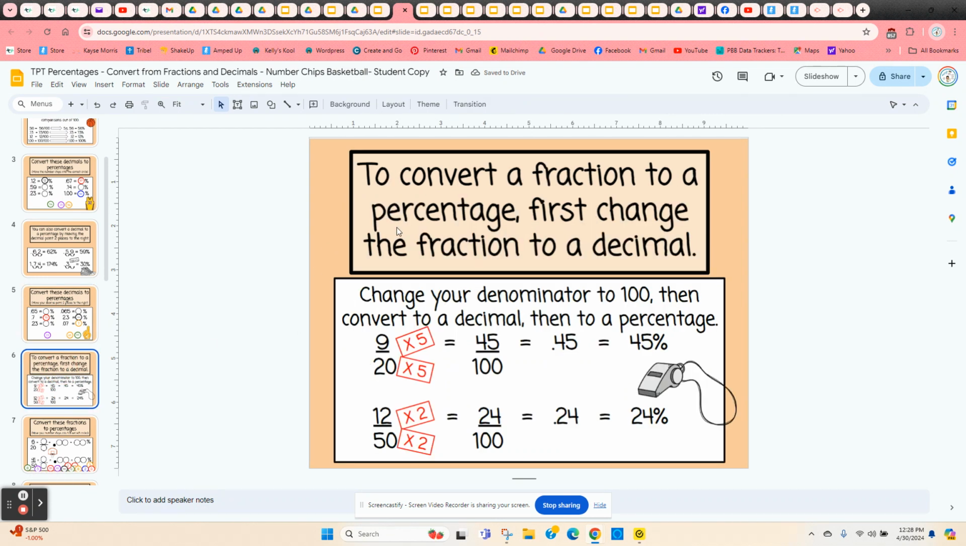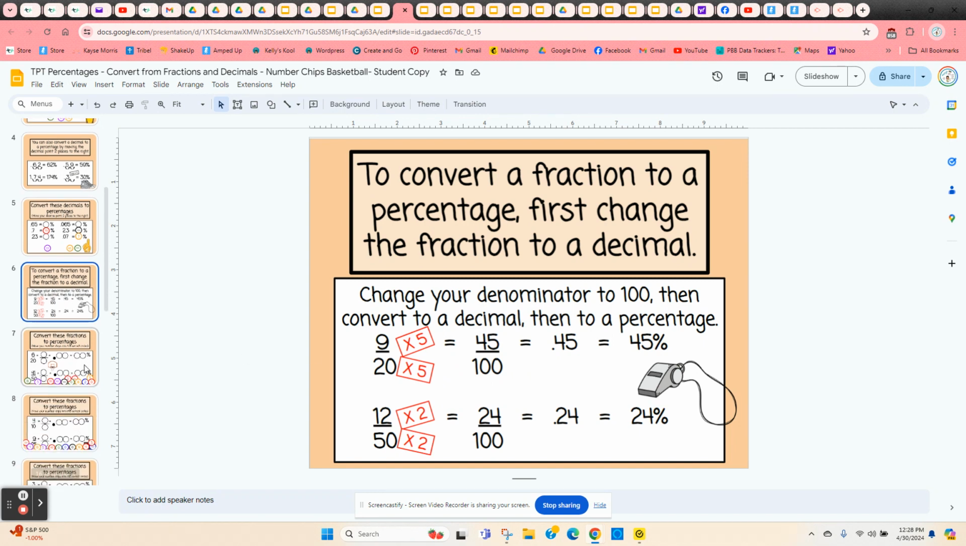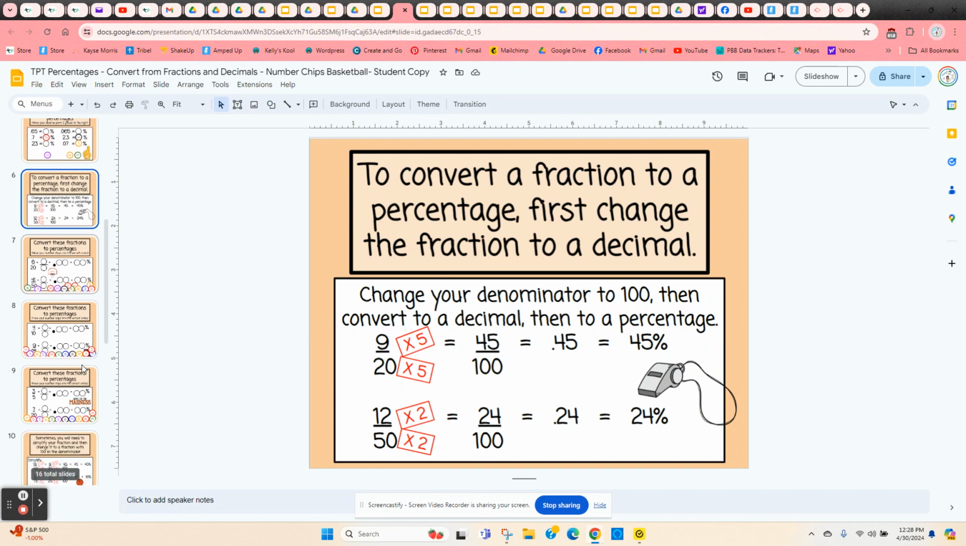Now, to convert a fraction to a percentage, students need to change their fraction to an equivalent fraction with 100 in the denominator, and then change it to a decimal, then a percent. So here you can see if you multiply the numerator and denominator by 5, you're going to get an equivalent fraction with 100 in the denominator. So students are going to do that on the next 3 slides.